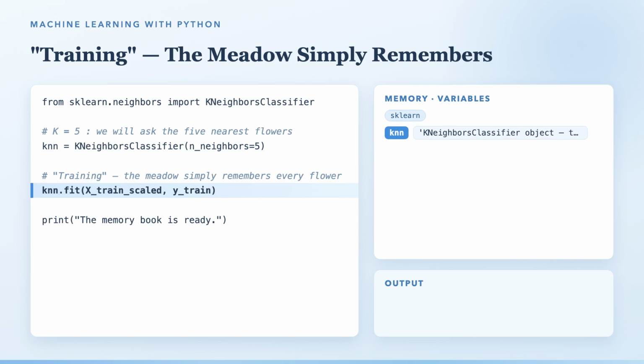Only a few quiet lines here. First, from sklearn.neighbors we import KNeighborsClassifier. Then we create the model, KNeighborsClassifier, with n_neighbors set to 5, and store it in a variable named knn. 5 means every future question will be answered by the 5 closest flowers. Next comes knn.fit, with X train scaled and y train. And this is the entire training step. No loops, no long wait. The model simply keeps the 120 scaled flowers and their labels in memory. The final print tells us the memory book is ready. And truly, that is all fit ever did.